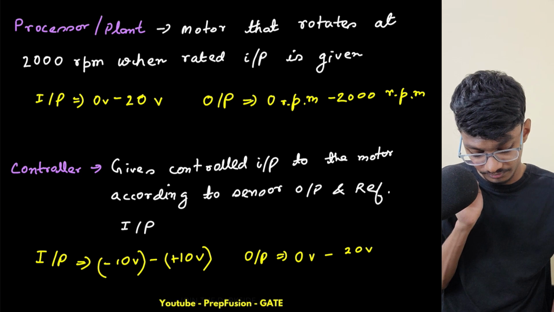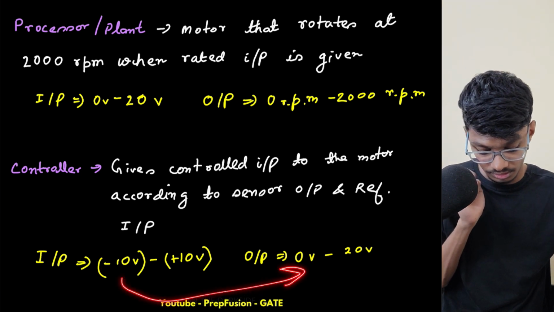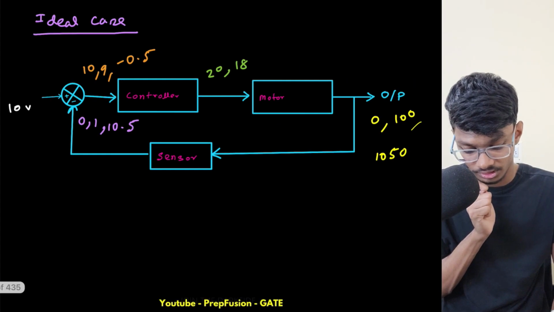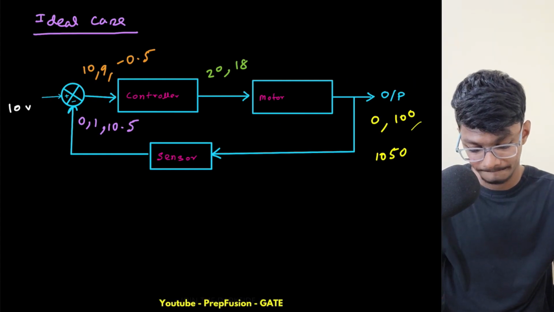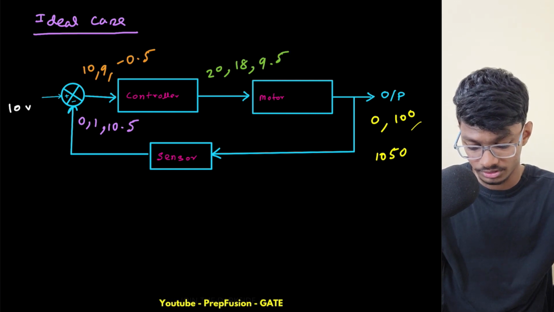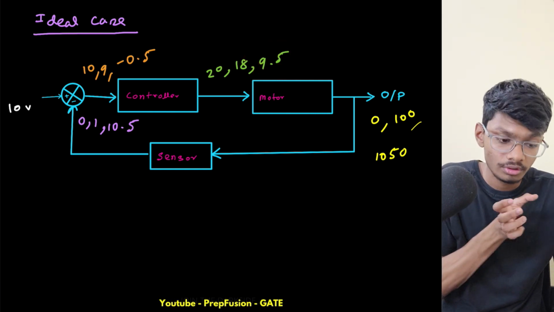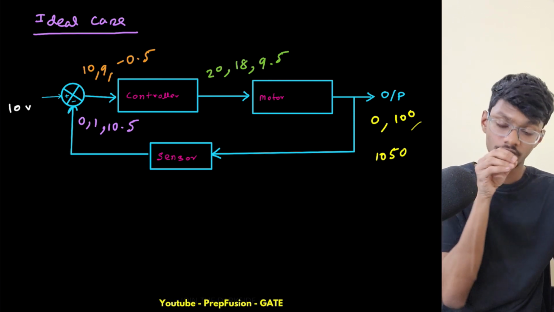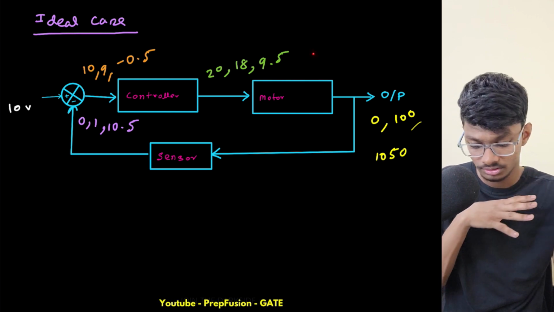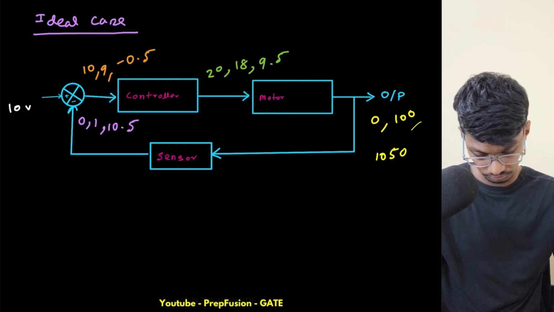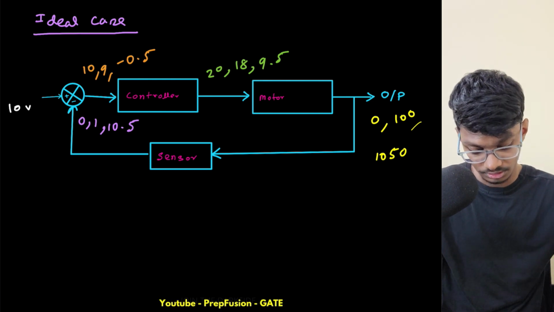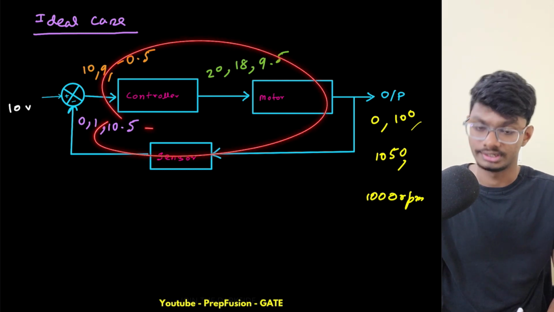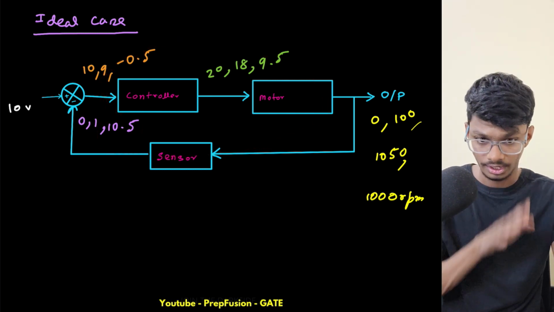Now if control input is minus 0.5, it will basically give 9.5. Now if the motor input is 9.5, then the motor will try to reach 950. Obviously it won't get there and it will oscillate, and at steady state it will reach 1000 rpm. Now this is the ideal case where everything is working ideally, as planned.